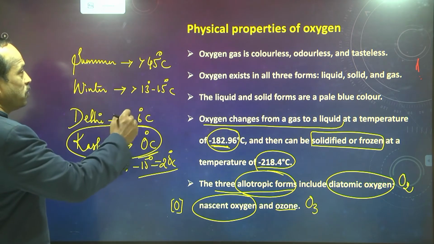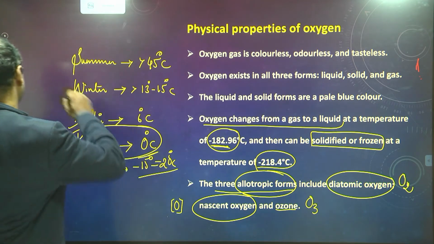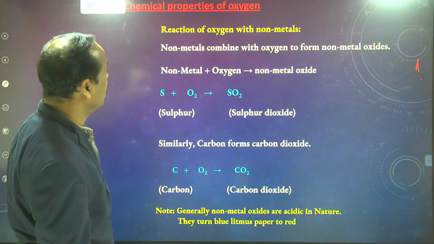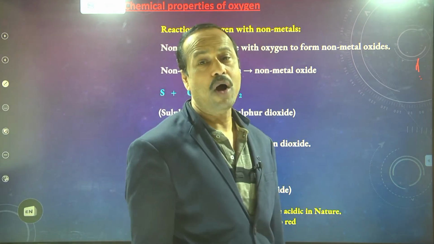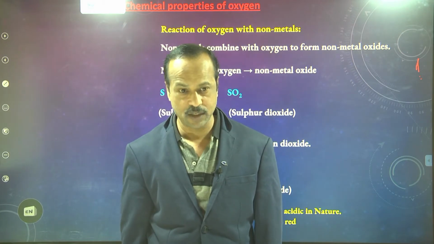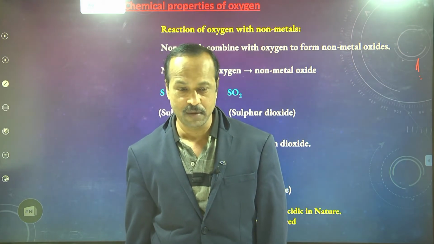So these are about the physical properties of oxygen. Now come to the chemical properties. So, chemical properties of oxygen. How does oxygen react? That is called the chemical properties.